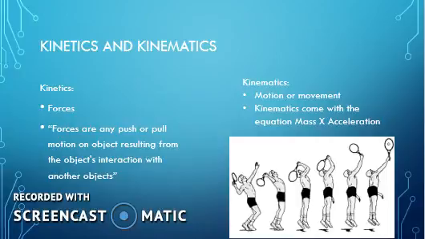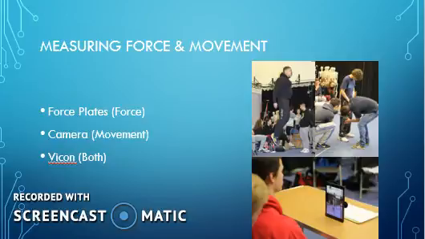Kinematics is basically motion or movement, and the mechanics of it gives us the equation mass times acceleration equals the kinematic or motion. This will also help us use certain equipment to measure force and to measure motion. That's what we're going to do next, which is measuring forces and movements.